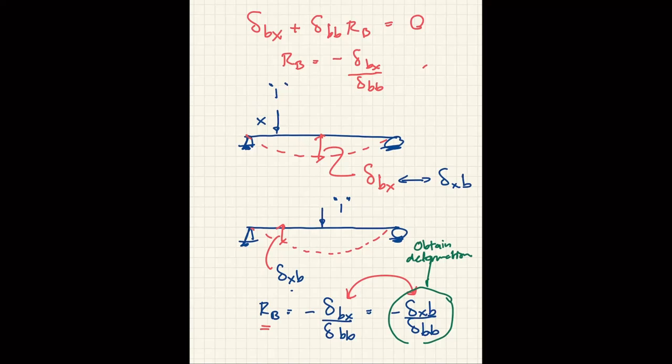Delta Bx is the deflection at B caused by load at X, which by Maxwell reciprocal theorem happens to be equal to delta XB, which is deflection at X caused by unit load at B. So you cannot say they're the same. You should say they are similar. Well, actually similar is the same, right? But they are equal, okay? They're not the same, they're not similar, but they are equal. So we are talking about this deflection is equal to that.